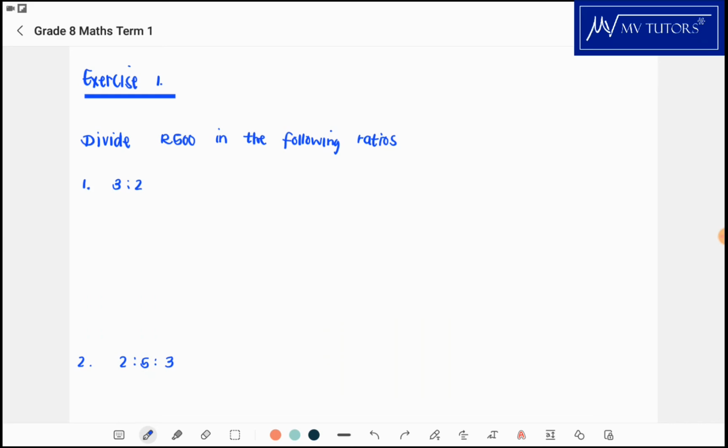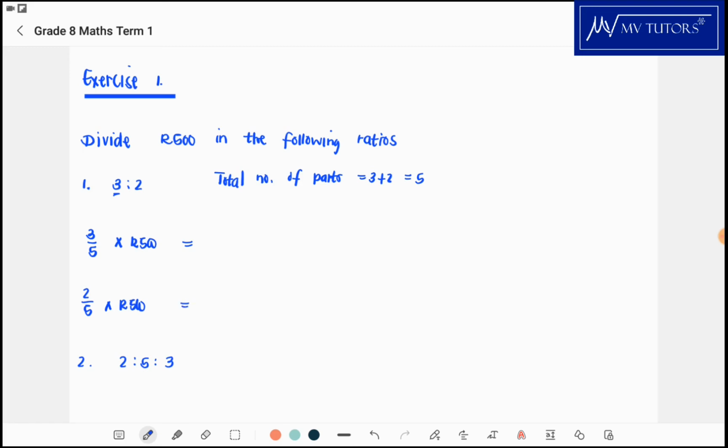All right, so what is the total number of parts? That's where we start when we do ratios. Okay, total number of parts will be the 3 plus 2, which is 5. And out of the 5, we're going to first look at this ratio of 3. So we have 3 parts out of 5 for this 500 Rand. And then we're going to have 2 parts out of 5 for this 500 Rand. And now we want to know how much is each.